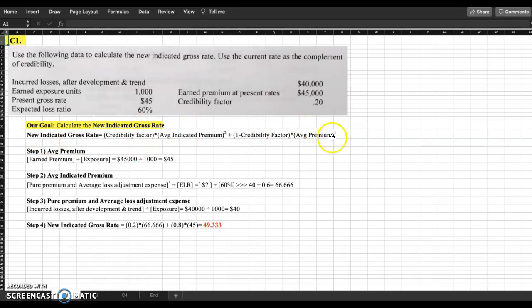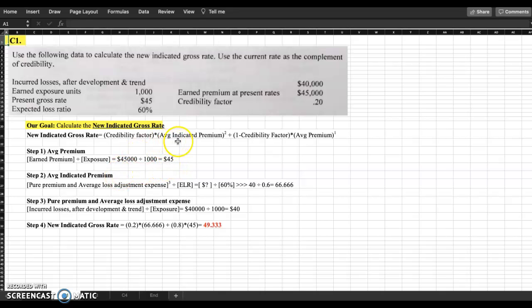Okay, we'll go backward. At first we calculate the average premium. The formula is earned premium over the exposure. So in the given table, we have the earned premium at present rates as 45K and earned exposure units as 1,000. So we divide that and we get 45.